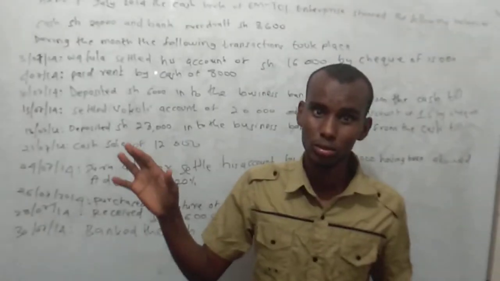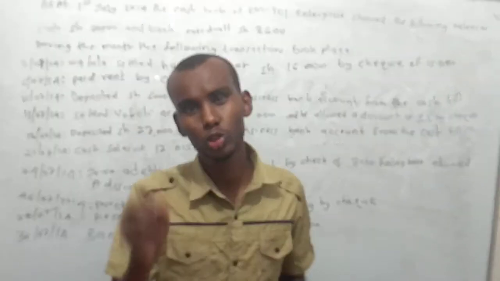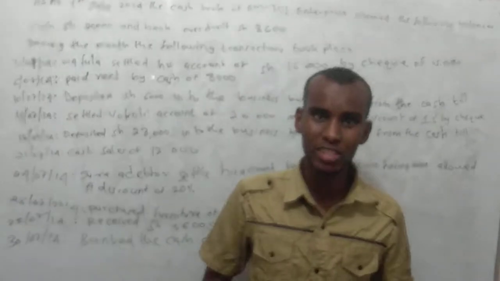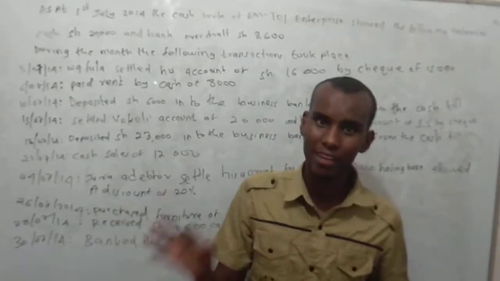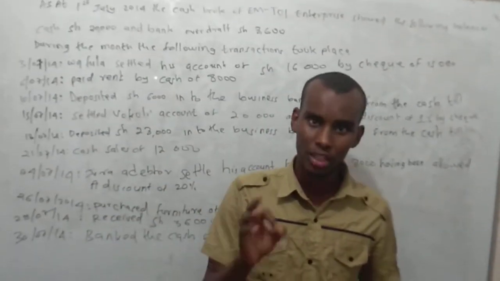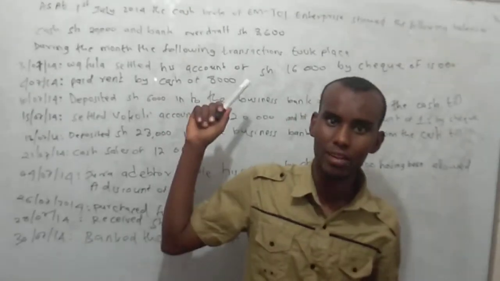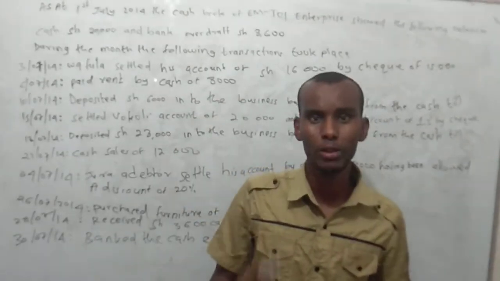3-column cash book. There's no big difference between the 2-column cash book and the 3-column. The only difference is the discount. In 3-column we have discount, but in 2-column we don't have discount. So I have an illustration here on the board which I want to illustrate.